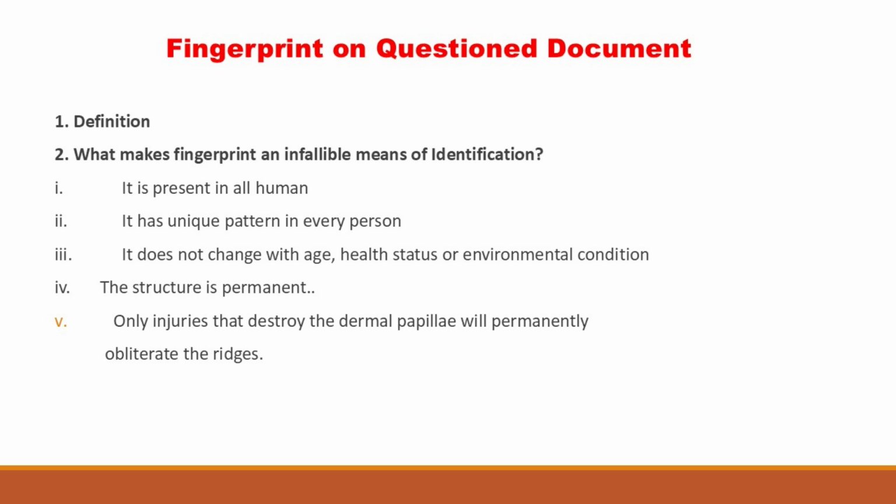So what is a fingerprint? A fingerprint is a unique pattern of ridges and valleys on the surface of a person's fingers. These ridges are formed during fetal development and remain unchanged throughout life. A method of studying fingerprints for the purpose of identification is known as dactyloscopy.